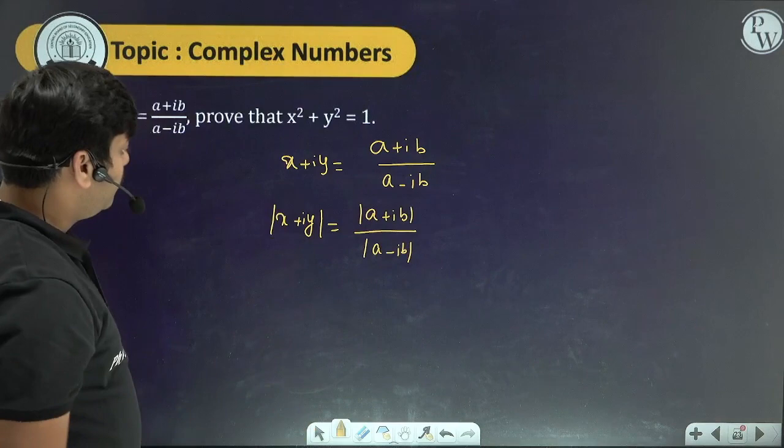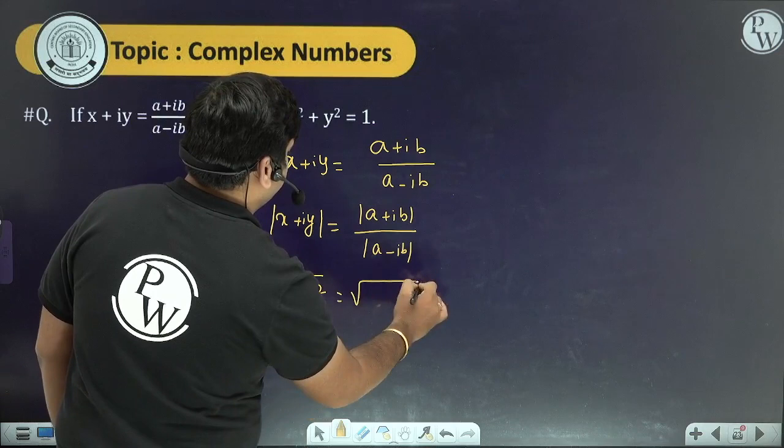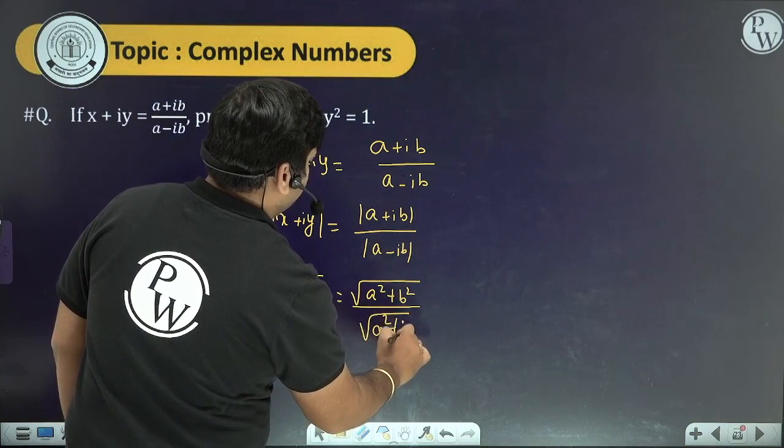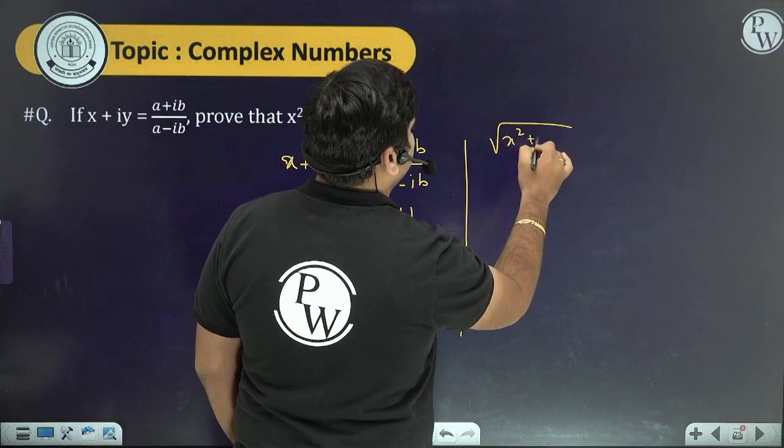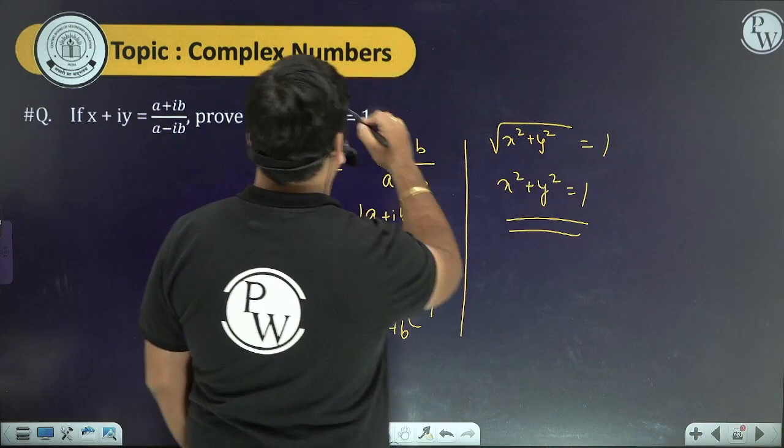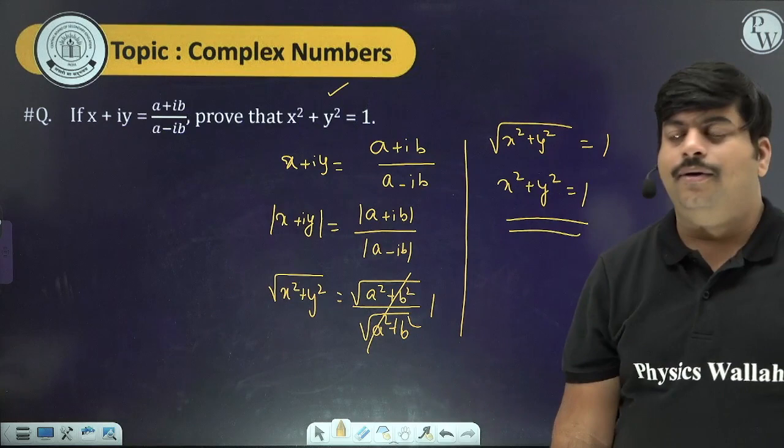So mod of x plus iy is equal to mod of a plus ib by mod of a minus ib. People, tell me what to do here. So this is root over x square plus y square. This is root over a square plus b square, and the denominator also is root over a square plus b square. So these two get cancelled. That becomes 1. So I got root x square plus y square is equal to 1, which is x square plus y square is equal to 1. So that is what we need to prove. Just simply take the modulus, you're done with your answer.